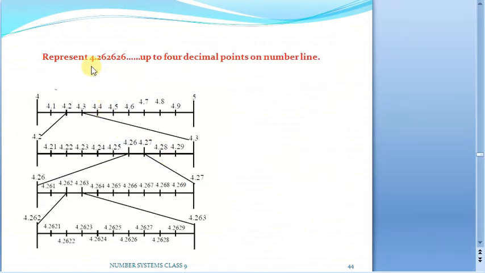See this example. This is 4.26262626 like this. It is not 26. We have to read the digits individually after the decimal point. So that is why it is 4.262626 and so on. So I can write it as 4.26 bar. Why? Because there are two digits after the decimal point which are repeating. So we can place this bar on the two digits after the decimal point.